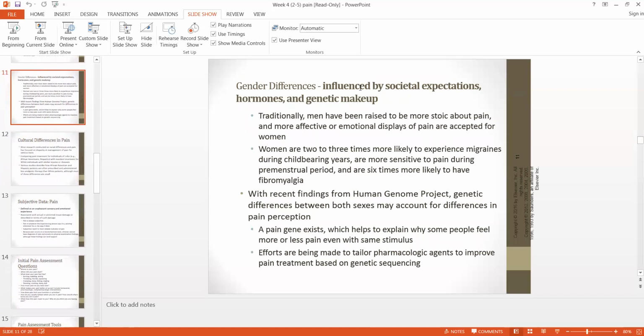So, gender differences. Realize that pain is very influenced by societal expectations, by hormones, and by genetic makeup. Traditionally, men have been raised to be more stoic. What do we tell men? Man up. Don't feel that pain. Walk it off. You're hurt on a soccer field. Rub it out and walk it off and get back in there and play that game.